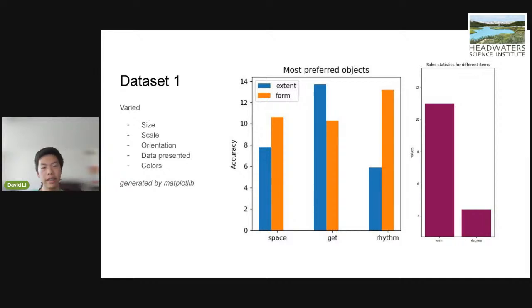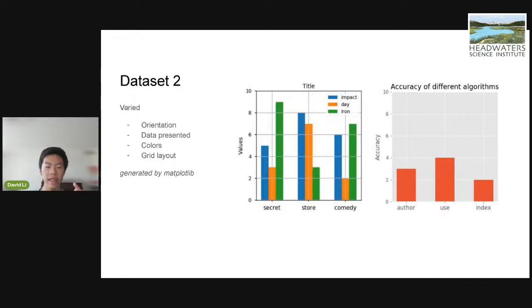Here are some examples of bar charts in dataset 1. You can see the bar chart on the left is non-misleading. The bar chart on the right is misleading because the y-axis is truncated. These bar charts are varied in size, scale, orientation, data, and colors. Our second data set is similar, except they are varied in orientation, data, colors, and grid layout. And also, there are only non-misleading bar charts in this data set.